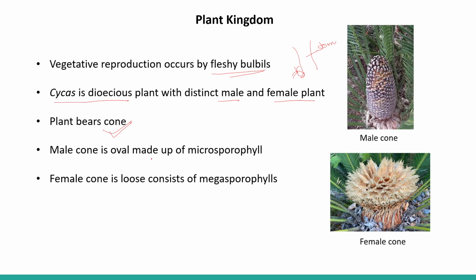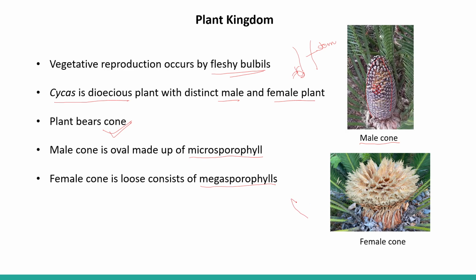Male cone is oval and made up of microsporophylls. So here you can see the male cone. This is the male cone, and this one is a microsporophyll. This is one microsporophyll. Female cone is loose and consists of megasporophylls. Comparatively, they are not compact. Male cone is quite compact in structure, whereas you can see in the case of this.